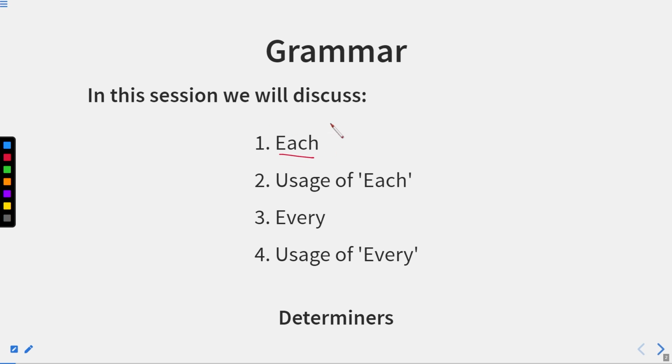It means each is a determiner which we are going to discuss in this session: how to use the word each, what are the uses, what are the rules regarding the word each, and which part of speech is it. Is it only a determiner or something else as well? Usage of each, and then usage of every. It means we are going to discuss two determiners, each and every. So let's begin the session.